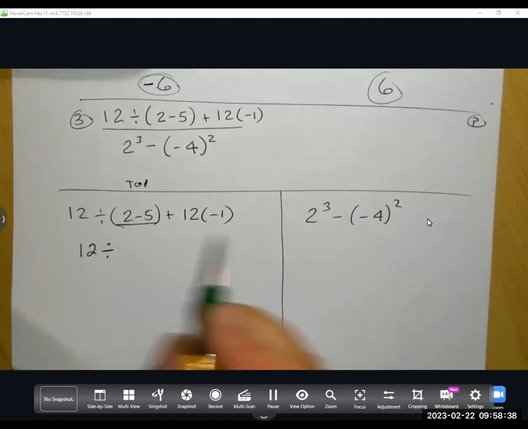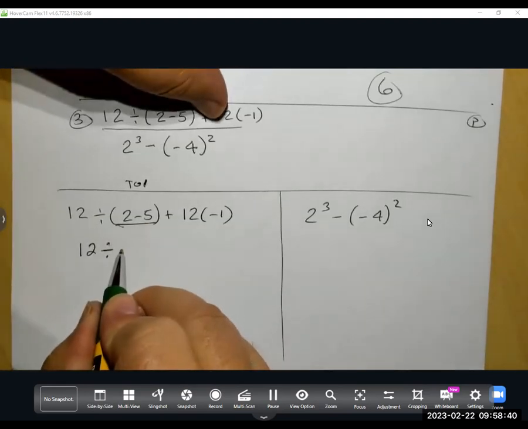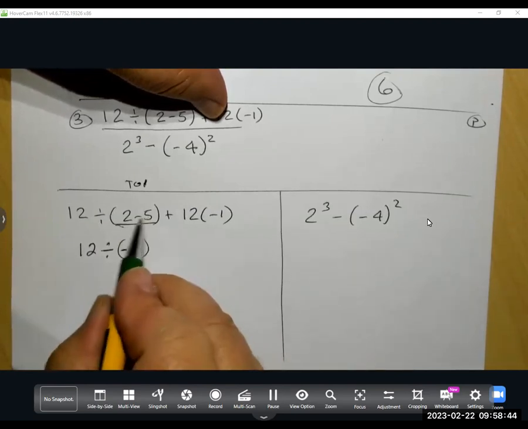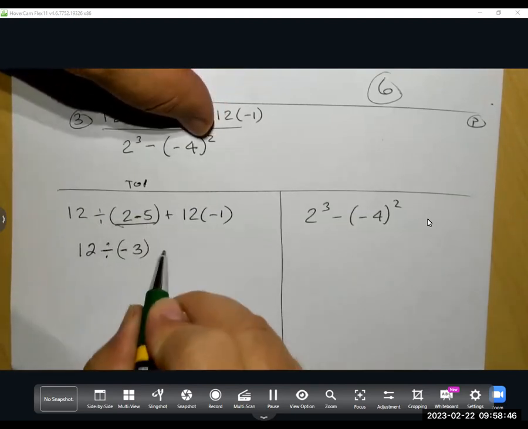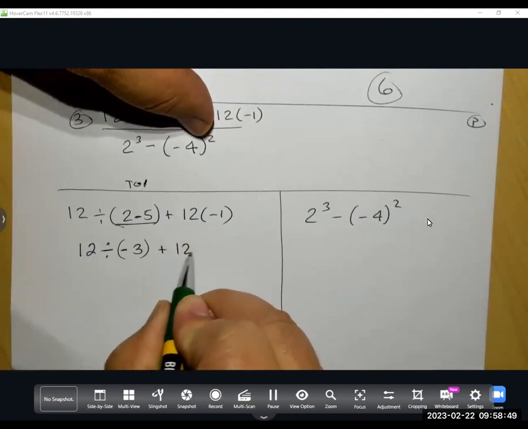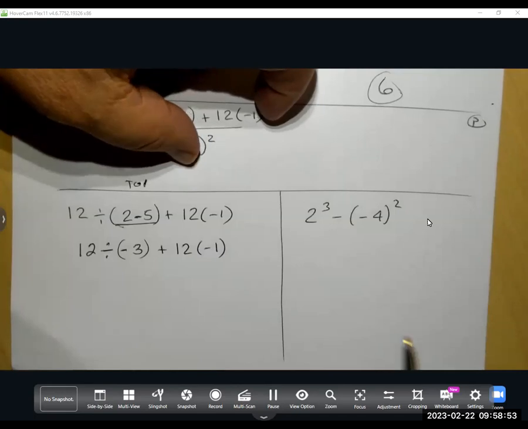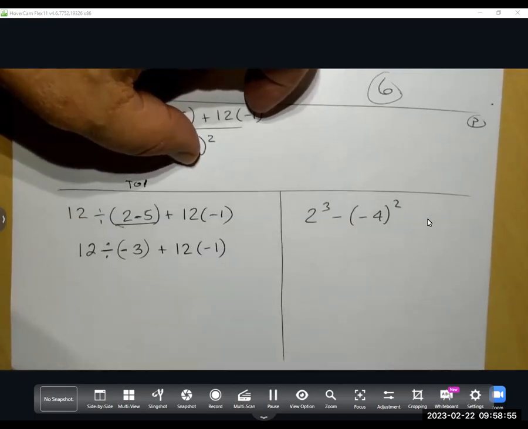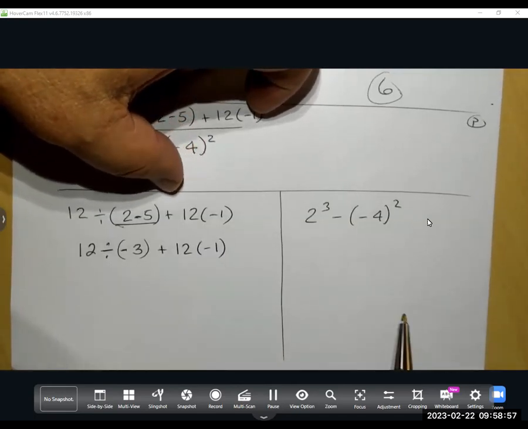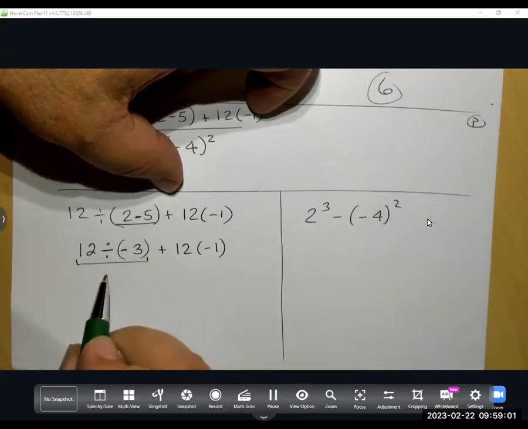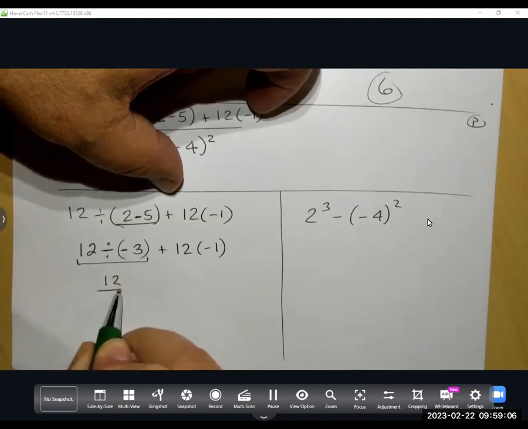2 minus 5 equals what? Negative 3. 5 is bigger, so it's negative. 5 minus 2 is 3. Plus 12 times negative 1. Can we do anything else inside the parentheses? No, so what do we do next? We have to do division first. Left to right, we do the division first. So it's 12 divided by negative 3.